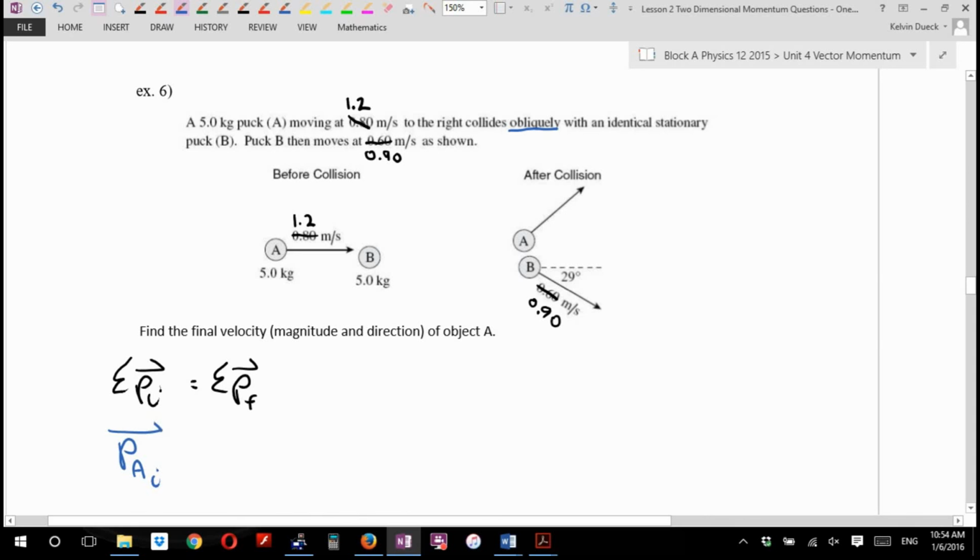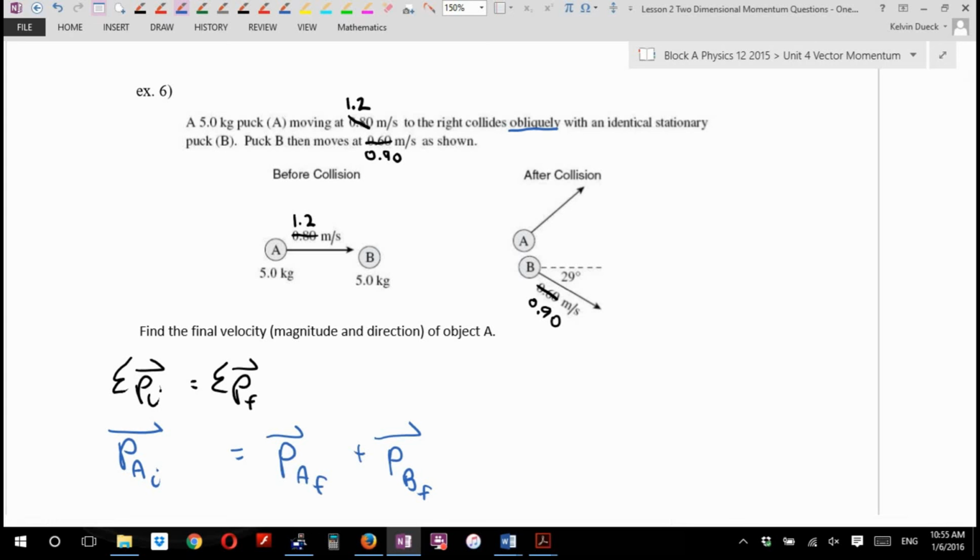Bam! They collide. After the collision, what's moving? Mass A, mass B, both, or neither? Both. Stuck together or separate? So momentum A final plus momentum B final. That hasn't changed at all since what we've been doing since Physics 11. But now, here's Physics 12.